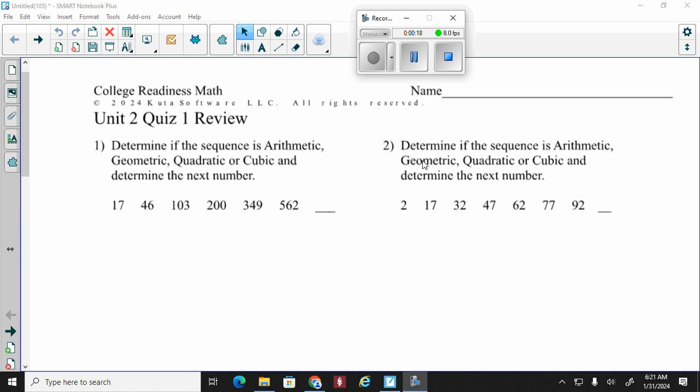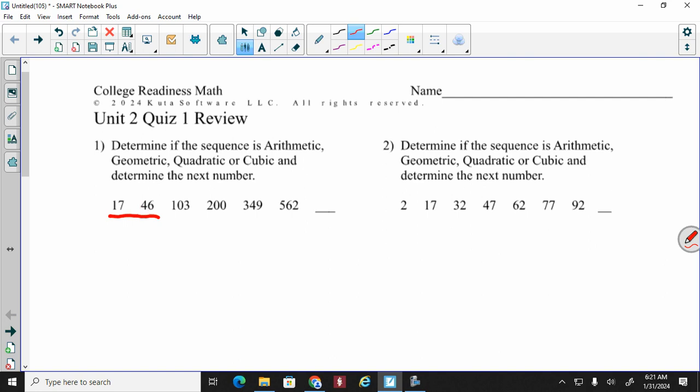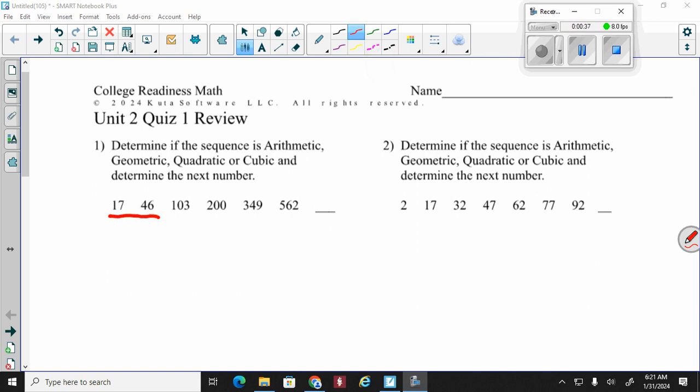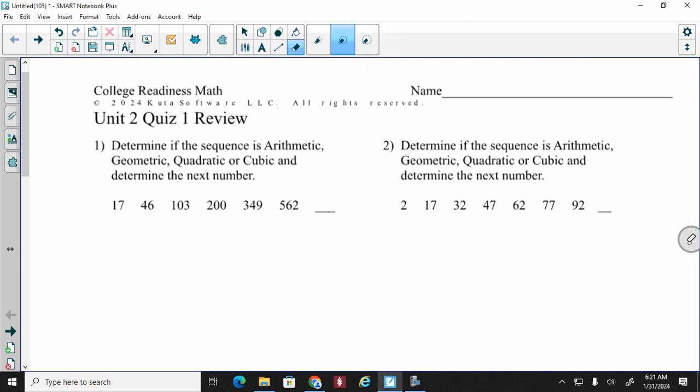In order to determine whether or not it's geometric, what I always do is look at the first two numbers. Is there anything that I can multiply 17 by to get to 46? That's the first thing. And the answer is no. There's nothing I can find. So move that over there. Because I know I can't multiply, geometric is off the table.